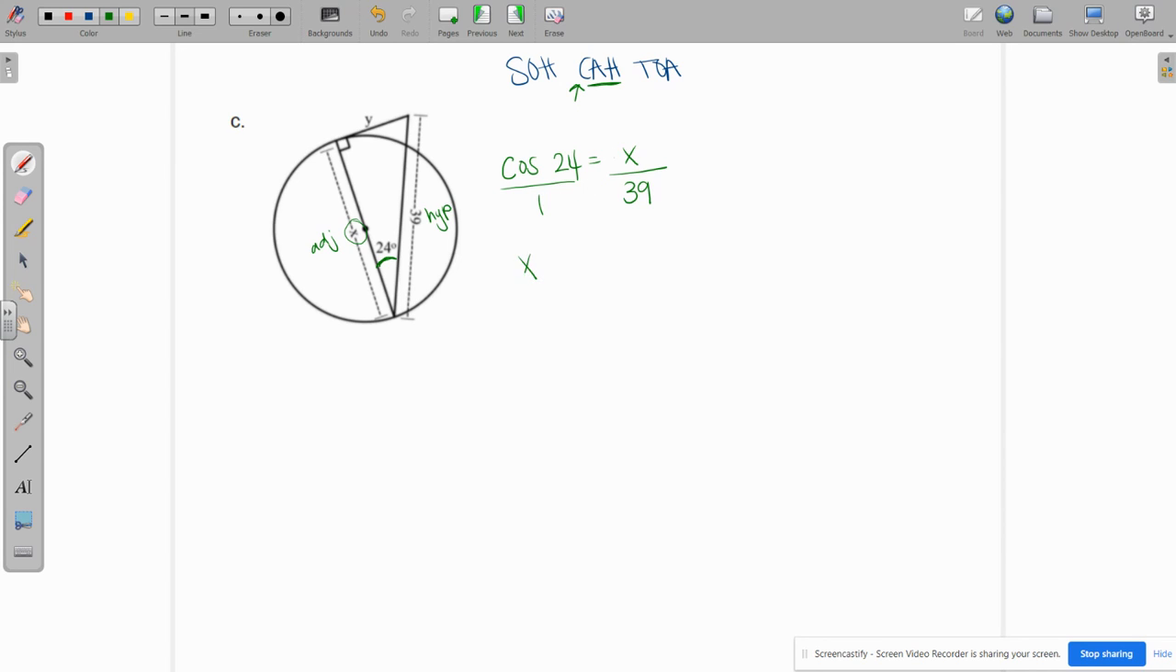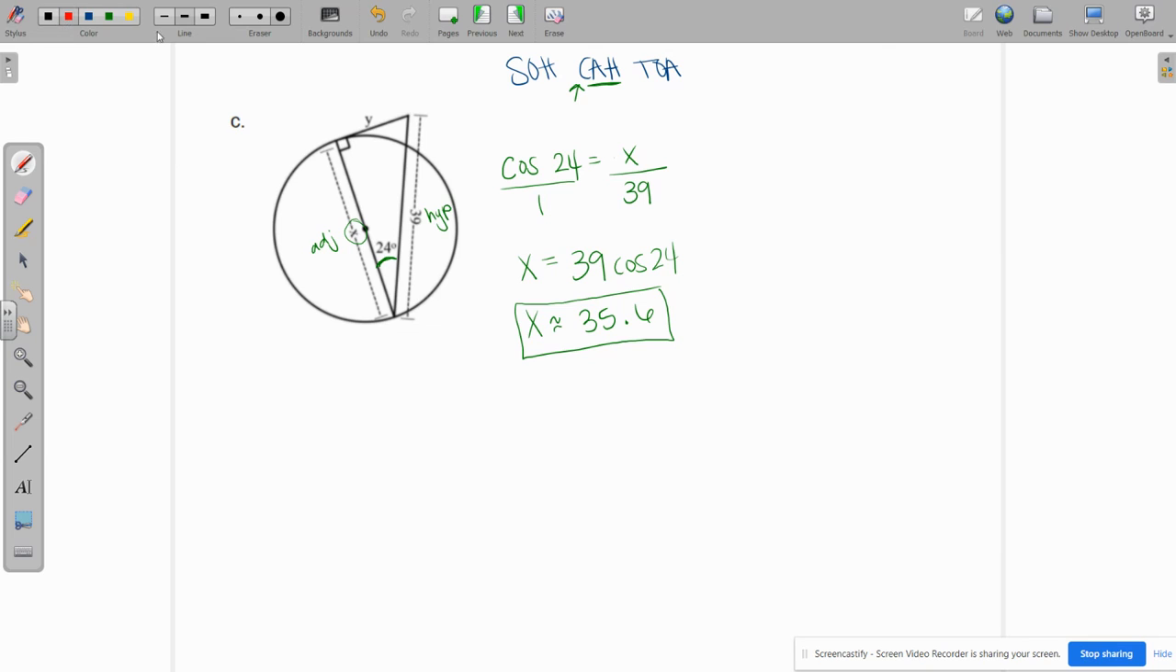So to solve this, it's like a proportion. 1 times x is x, and that equals the other cross product, which is 39 times the cosine of 24. We would want to use our calculators in degree mode. We could type that in, and we would get that x is approximately 35.6 units long.